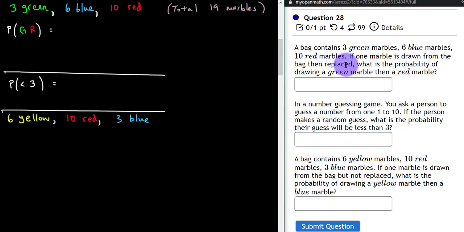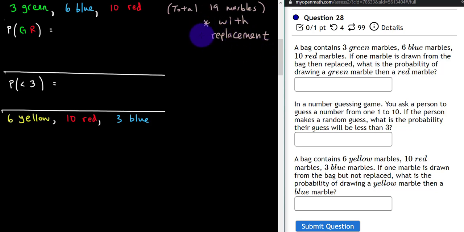And notice they're asking about a probability, but they're saying that if a marble is drawn, then it is replaced. So they are taking the marble, giving it a look over, and then putting it back in the bag. So this is with replacement. Now we want the probability of getting a green marble, then a red marble with replacement.